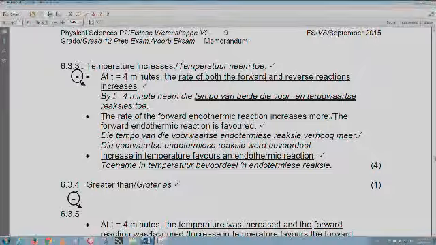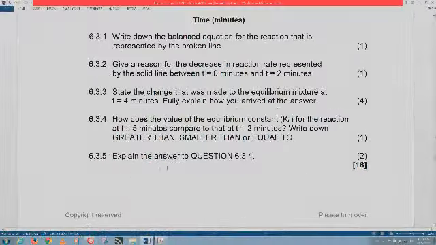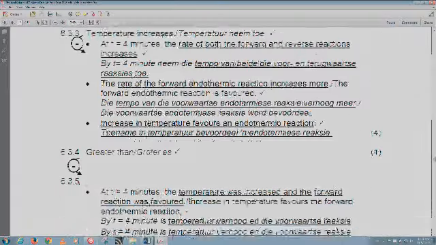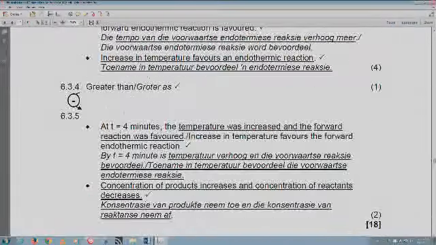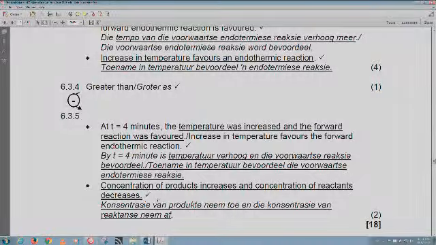And then 6.3.5, explain the answer to question 6.3.4. Since this explanation is for the answer in 6.3.4, then it means if the answer of 6.3.4 is incorrect, automatically 6.3.5 is incorrect. You don't even read those answers because there is negative marking from 6.3.4 to 6.3.5.